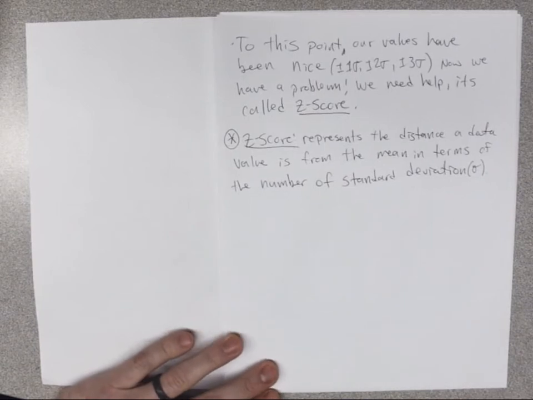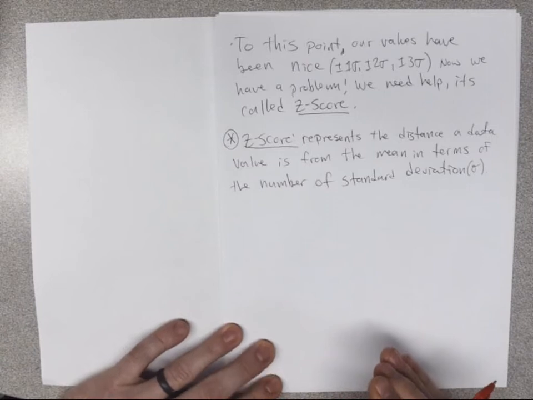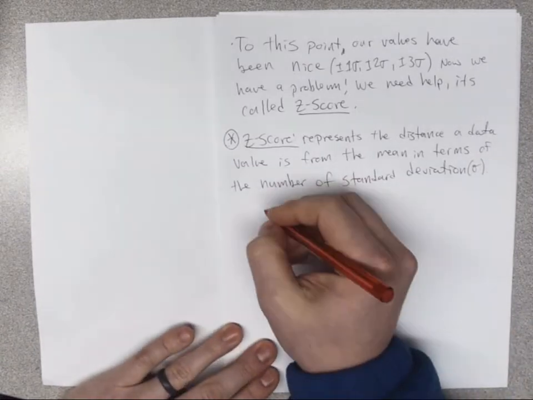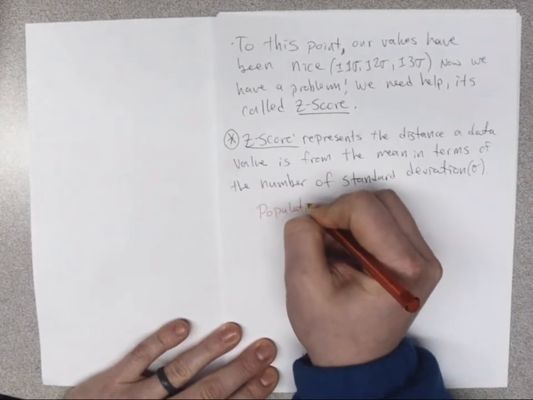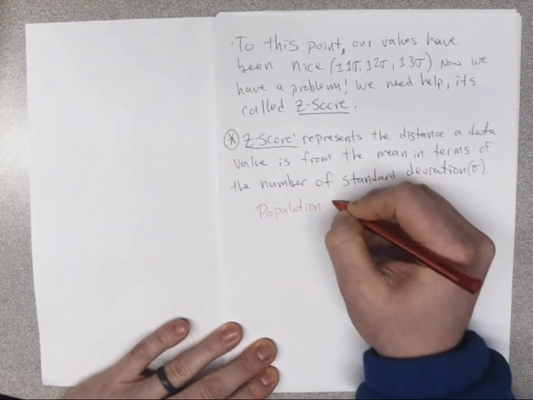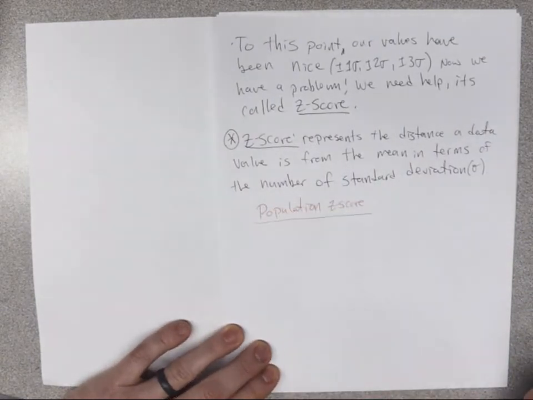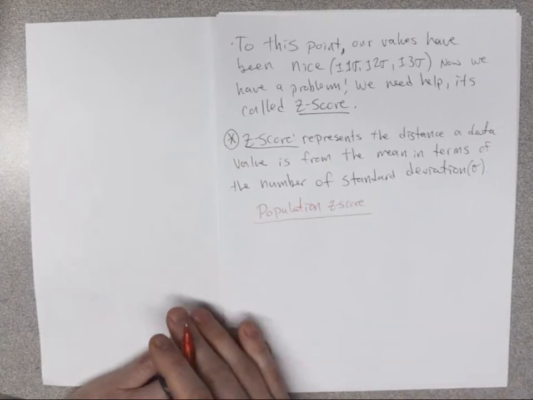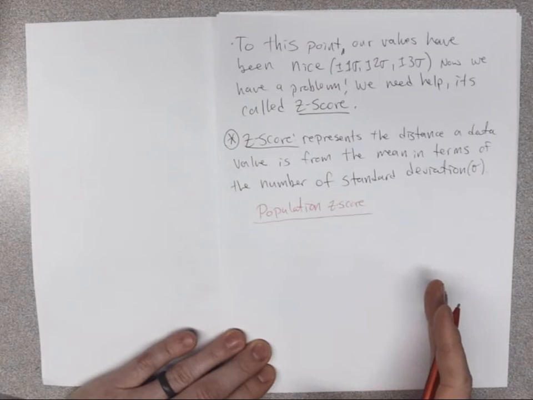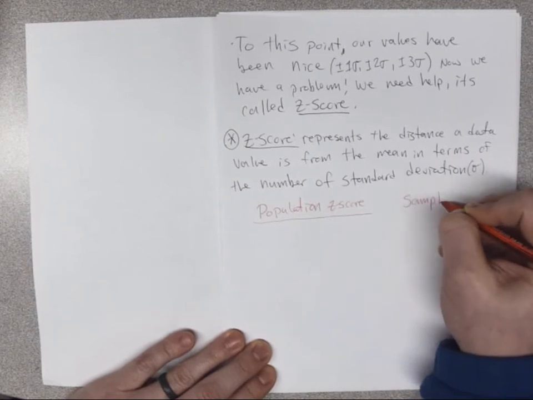So there's 2 formulas, and they're exactly the same except for one symbol, and you'll see why in a second. So population z-score, and everything we do, there's always a population and a sample. Population z-score, and hopefully by now you know the difference between the population and sample. Population uses mu, and sample will use what? X bar. So population z-score, and then we'll have a sample z-score.